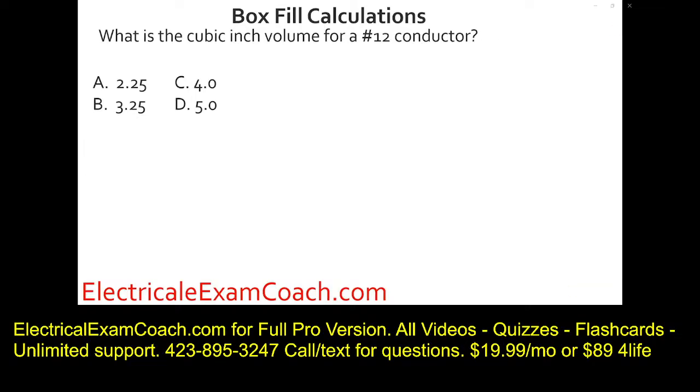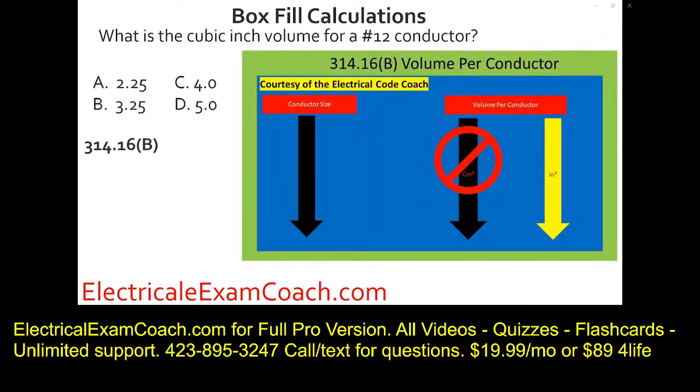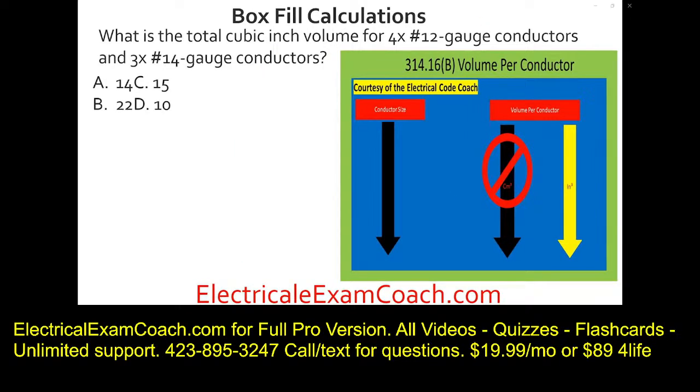What is the cubic inch volume for a number 12 conductor? Head back to 314.16b, start on the left-hand side and find our size conductor, then cross over to the cubic inch volume, and it's stating that for every number 12 that's in that box, according to the count, which we're getting ready to learn, takes up 2.25 cubic inches of that box. Let's get to it.